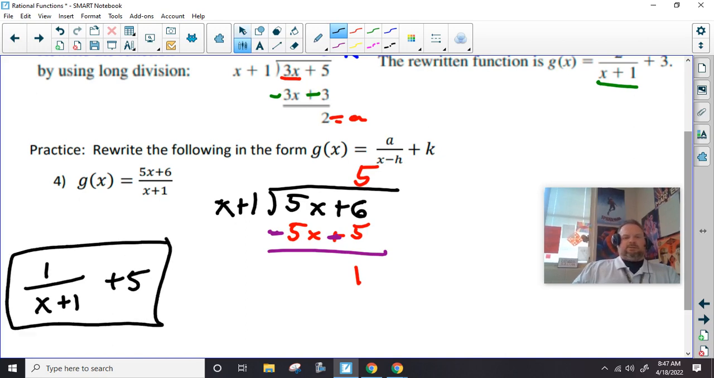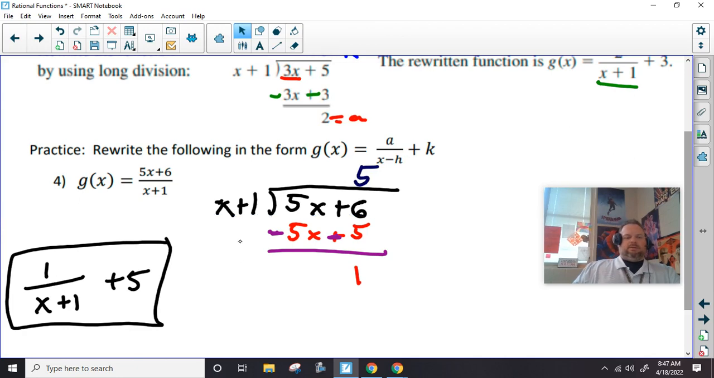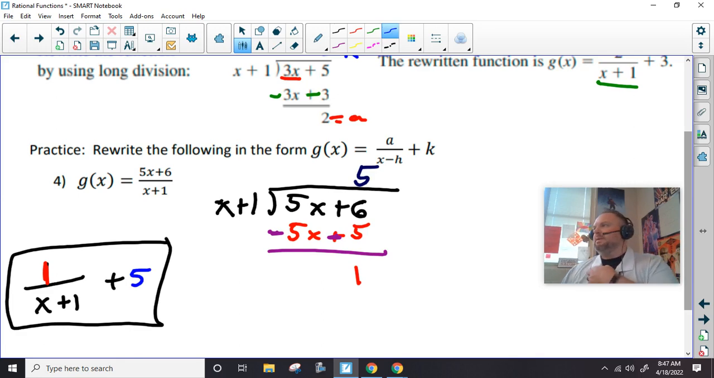And I really should have changed those colors better. This should actually be blue. This should be red. That should be blue. All right. And that's it. Yay.